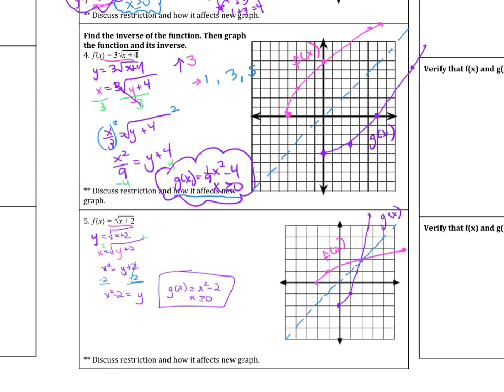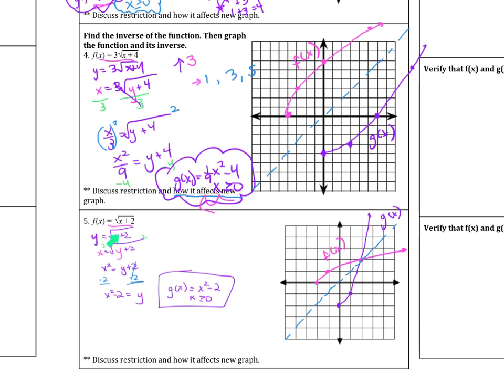Now let's take a look at g of x equals 1/9 x squared minus 4. That's shifted down 4. And then actually, if you just think about it, you go right 3, up 1, right 3, up 3, right 3, up 5. So kind of looking at that pattern.